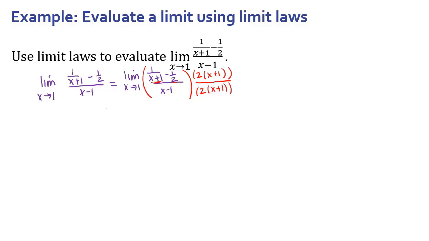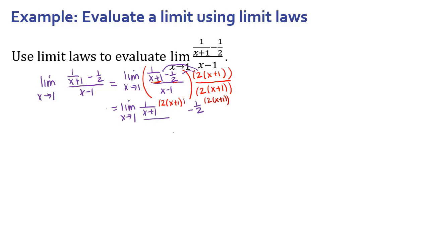Okay, so again, this is my fancy one, using some math magic to change how this function looks, to find an equivalent one that we can actually evaluate. So what we need to do now is distribute this to each of those terms. So when I do that, I'm going to get 1 over x plus 1 times 2 times x plus 1, minus 1/2 times 2 times x plus 1.